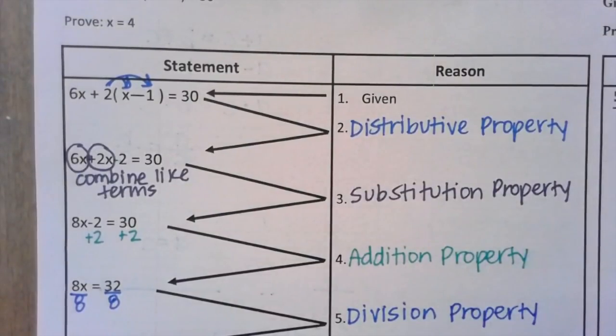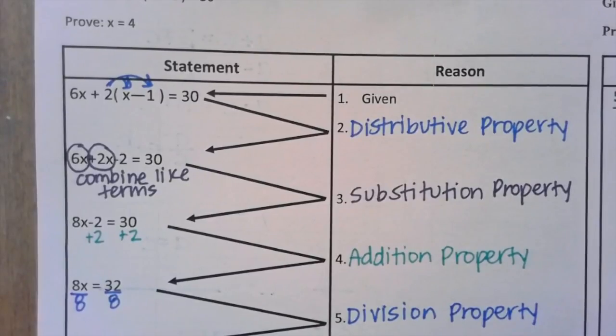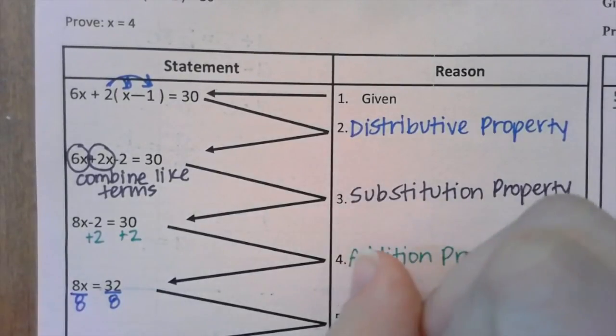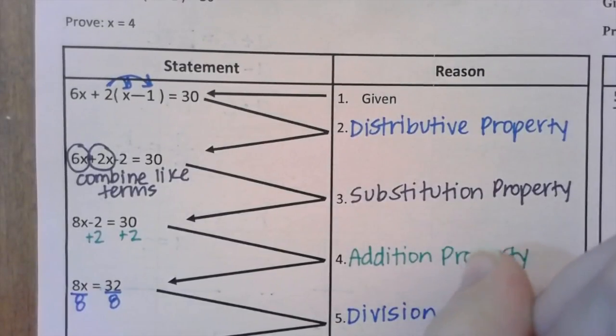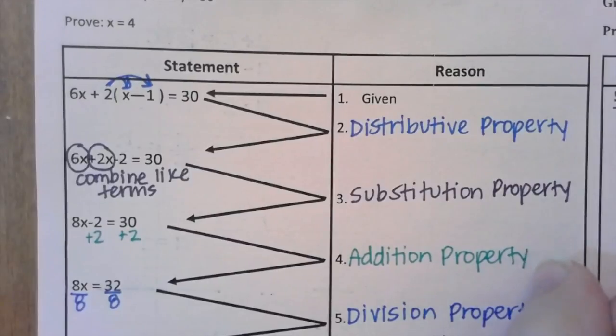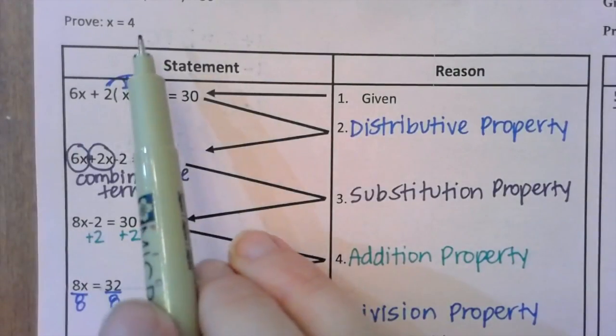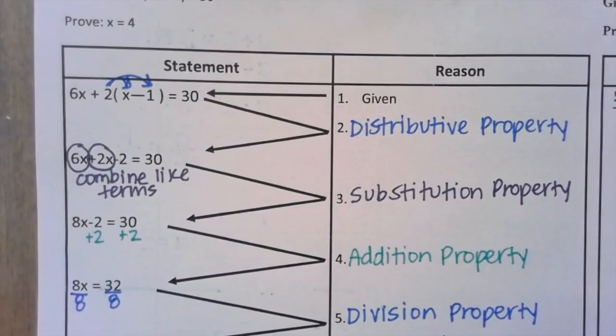And the last part is our answer, what we were needing to prove. That's how we know we're done. And how did we get that x is equal to 4? Well, that would be substitution. We can substitute x with 4. So that would be the substitution property again. And like I said, we know we're done because this is what we were asked to prove, so we're done with our proof.